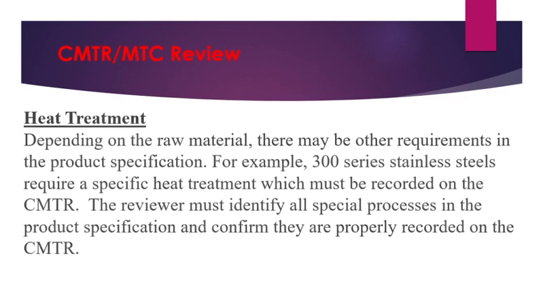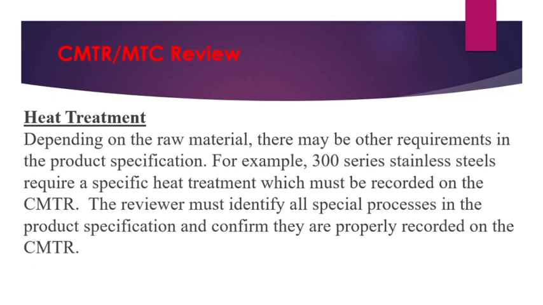So the next thing is heat treatment. During material manufacturing, they use heat treatment. What type of heat treatment is used must also be mentioned in the material MTC, mill test certificate. Depending on the raw material, there may be other requirements in the product specification. For example, 300 series stainless steel requires a specific heat treatment which must be recorded on the CMTR. The reviewer must identify all special processes in the product specification and confirm they are properly recorded on the CMTR. So heat treatment is also mentioned in the MTC.